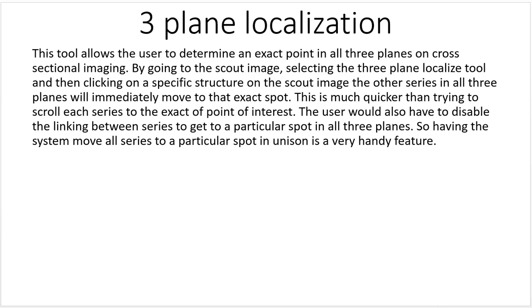3-plane localization. This tool allows the user to determine an exact point in all 3 planes on cross-sectional imaging. By going to the Scout image and selecting the 3-plane localization tool and then clicking on a specific structure on the Scout image, the other series in all 3 planes will immediately move to that exact spot. This is much quicker than trying to scroll each series to the exact point of interest. The user would also have to disable the linking between series to get to a particular spot in all 3 planes. So having the system move all series to a particular spot in unison is a very handy feature.